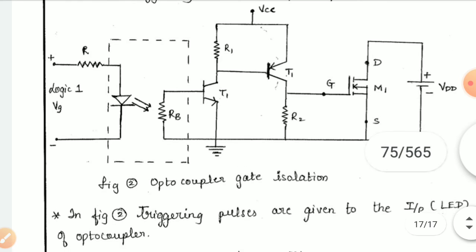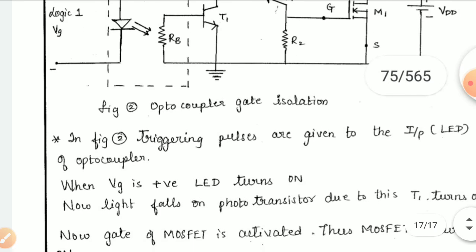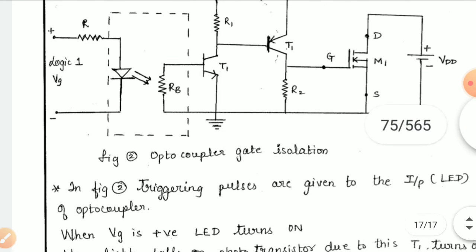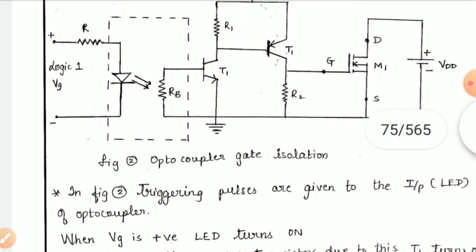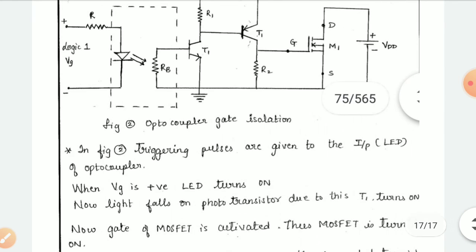Here, this figure shows the pulses which are given to the input of the LED of the optocoupler. So when the VG, that means gate voltage, is positive, the LED turns on. So if the gate voltage is positive, then the LED turns on. Now the light falls on the optocoupler. Due to this, T1 turns on.